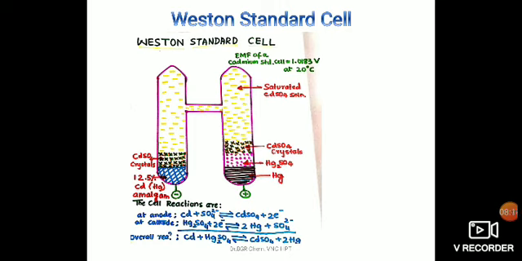For this, the EMF of the standard cadmium cell is 1.0183 volts at 20 degrees centigrade, and it varies only very slightly, of the order of 0.0000406 volt per degree, very minute with change of temperature. The EMF remains constant for many years. This is the concept of Weston standard cell.